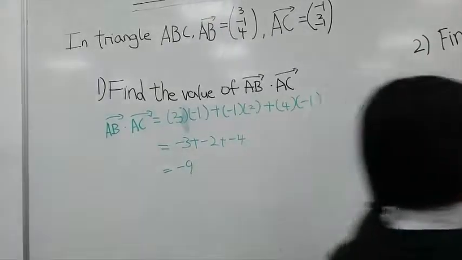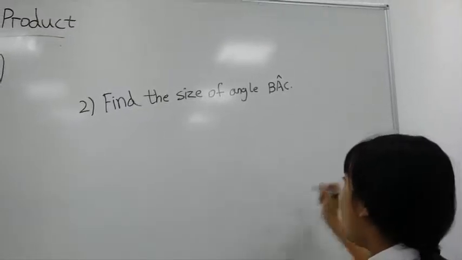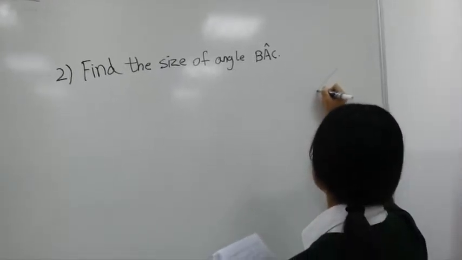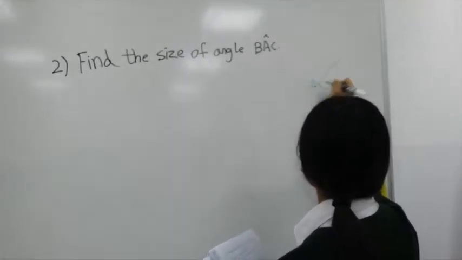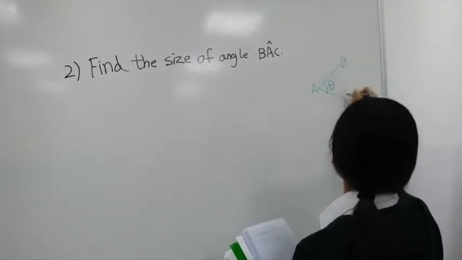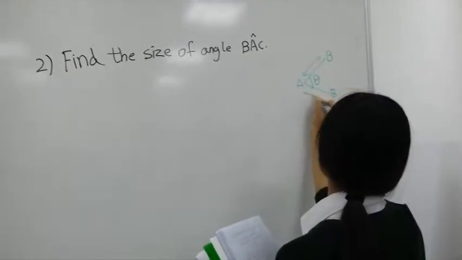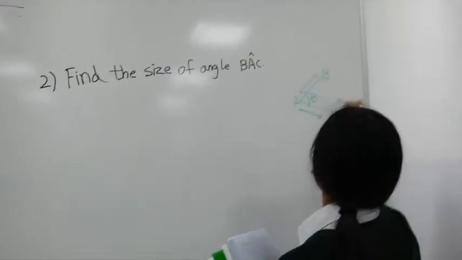And now, here is the second question. Find the size of angle BAC. I always like to draw the graph first. So here is our A, and this is the angle to find out, which is theta. And this is our B and C, and we know the size of the vectors AB and AC.